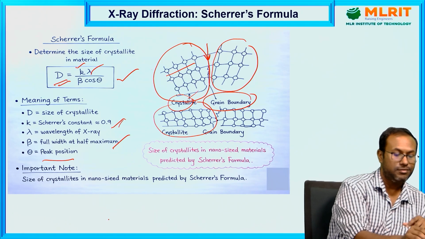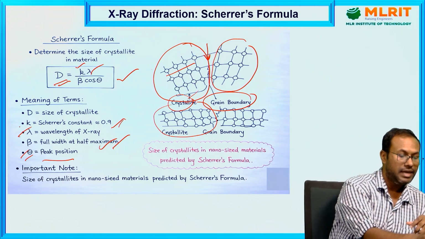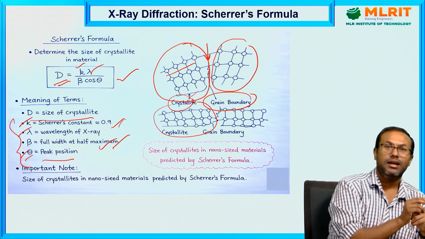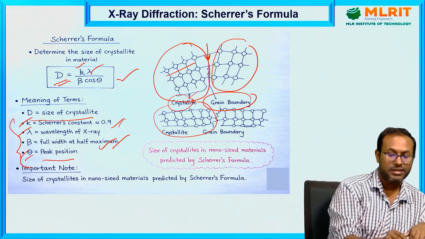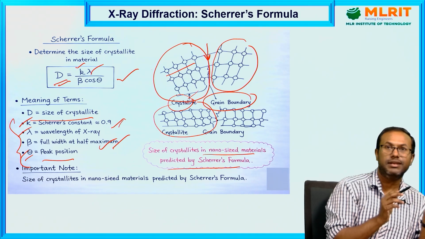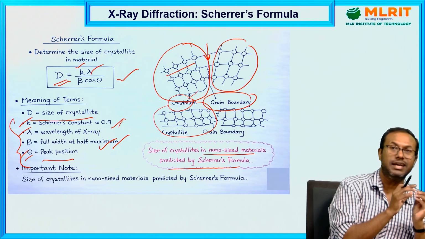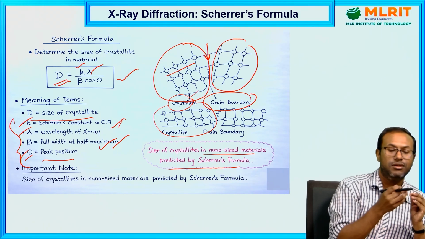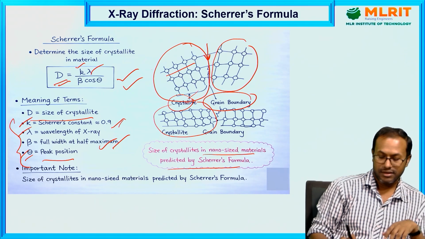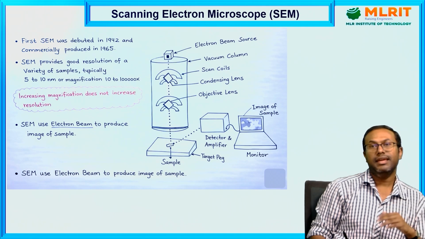So from there we can determine the beta, theta and lambda values, and K is a constant. If we know all those things, we can easily determine the size of the crystallite. So the size of the crystallite in nano-sized materials is predicted by Scherrer's formula. For any kind of small nanomaterial, to determine the crystallite size or any defect, Scherrer's formula is very important.